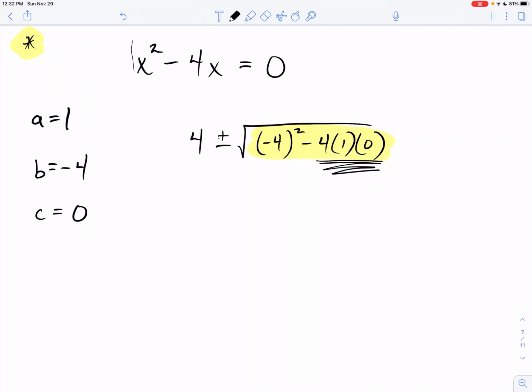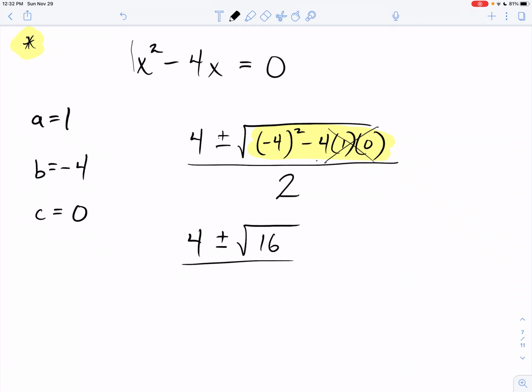And this part is going to go away. I'm going to get left with 16 under there. But wait, there's more. I forgot to put it over 2A. So let's see what happens. Right here in the yellow, when I punch it in, I get 4 plus or minus the square root of 16 over 2. And then I say, wait a minute, square root of 16 is just 4. So I can write this 4 plus or minus 4 over 2.